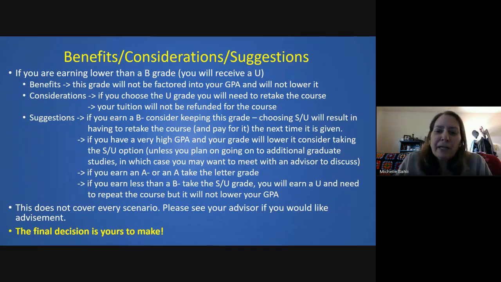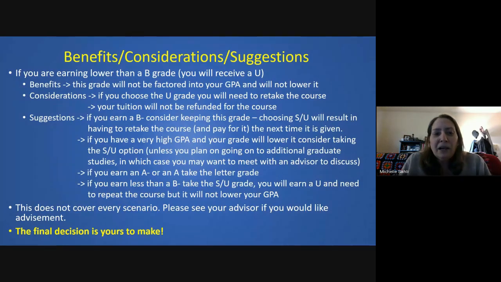If you earn an A- or an A, just take the letter grade. Very good grades, A and A-, right? If you earn less than a B-, you should probably take a U, because you're going to have to repeat the course anyway, and you're going to have to pay for the course anyway, but at least that won't bring your average down, right? It won't bring your GPA down. So those are just some of the scenarios. I tried to cover the main ones and the ones I could think of.